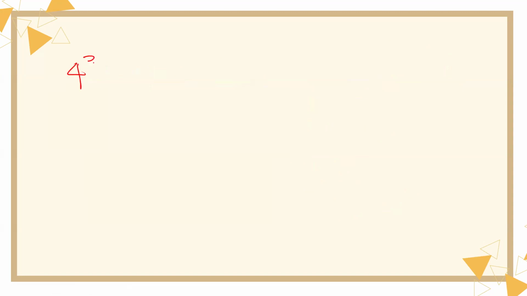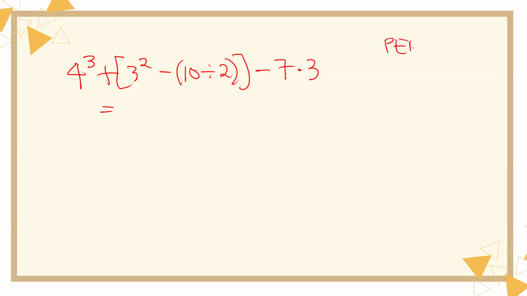Let's have 4 cubed plus 3 squared minus 10 divided by 2 minus 7 times 3. Okay, so if we solve this problem, we write PEMDAS first on this side, so that will be guided. Do we have any problems within the parentheses? Yes, we have this and this within the bracket. So we will be operating this first, right? So what's 10 divided by 2?